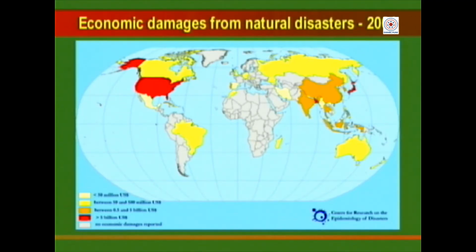Economic damage from natural disasters reported for 2004; this is the report I have taken from CRED. Just have a look: between 0.5 and 5 billion US dollars have been reported as economic losses in those countries shown in orange. Also in America, more than 5 billion dollars have been reported as economic damage.